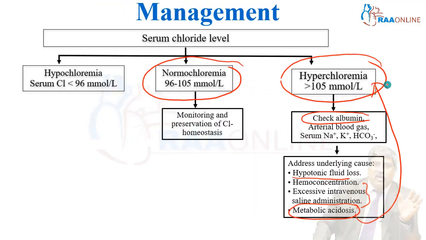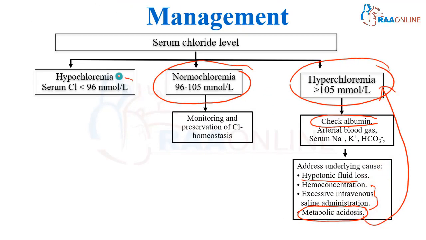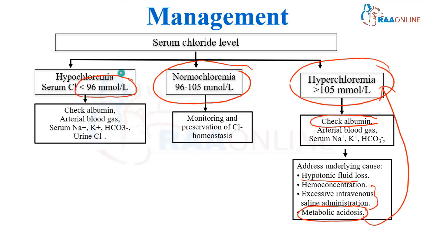Now, if the chloride level is low, less than 96 millimole per liter, you go for albumin, ABG, serum sodium, potassium and bicarbonate. In addition, you measure the urine chloride also.